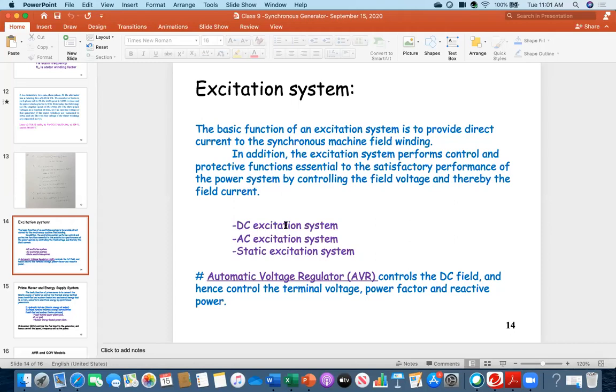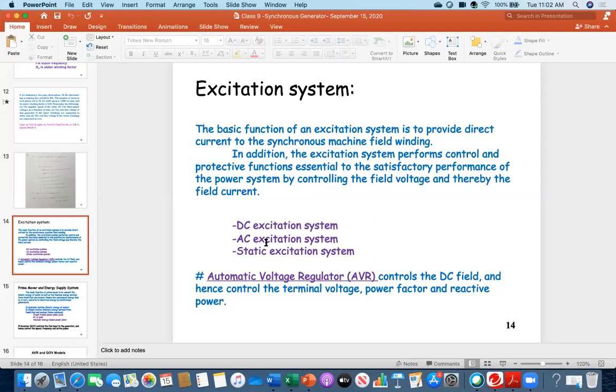DC excitation, clearly you can understand, is providing the DC. AC excitation, although it is AC excitation, the ultimate goal is to provide the DC voltage. So everybody keep in mind, in the magnetic field of an electrical generator, always DC is applied because DC can provide non-fluctuating flux. It does not vary with time. That's why for smooth and steady operation, you need the DC flux. So AC excitation does not mean that you are applying AC directly to the magnet.